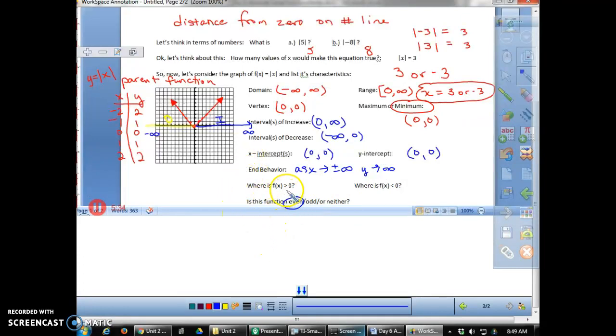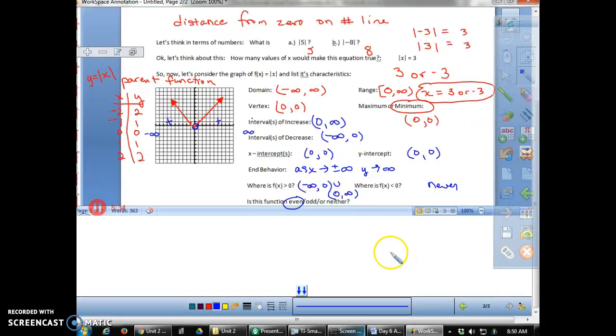So where is the graph above 0? I'm going to basically take this off because now we're changing the scenario. Now I'm wanting to know where is it positive? And this is above. So isn't it everything? Yeah. No, almost. It is not positive right there. It's neutral right there. So I cannot use 0 as part of that solution. So it's going to be from negative infinity to 0, not including 0, in union with 0 to infinity. It is never below, though.